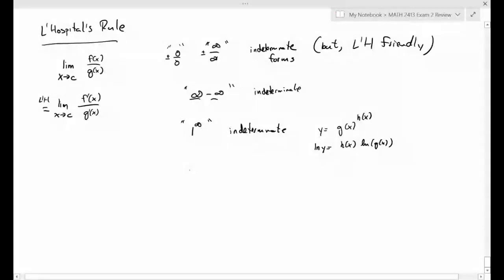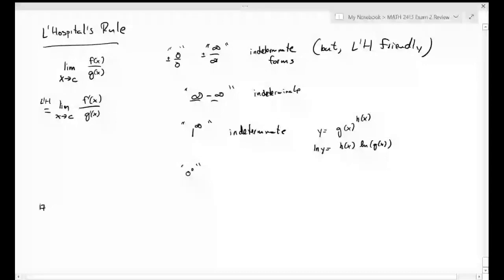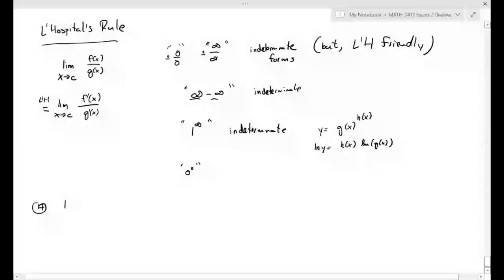0 to the infinity is very much determined to be 0. 0 to the 0 is indeterminate. Gosh, I'm probably missing so many, right? Anyway, those are the ones. So let's look at an example where we're not going to take logs really quick. This is a simple example.